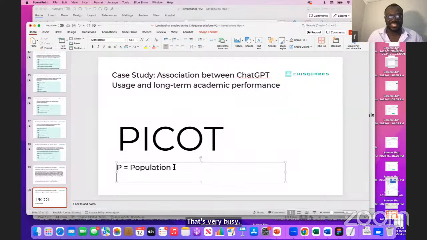So the population is individuals who are blind, or people living with blindness.